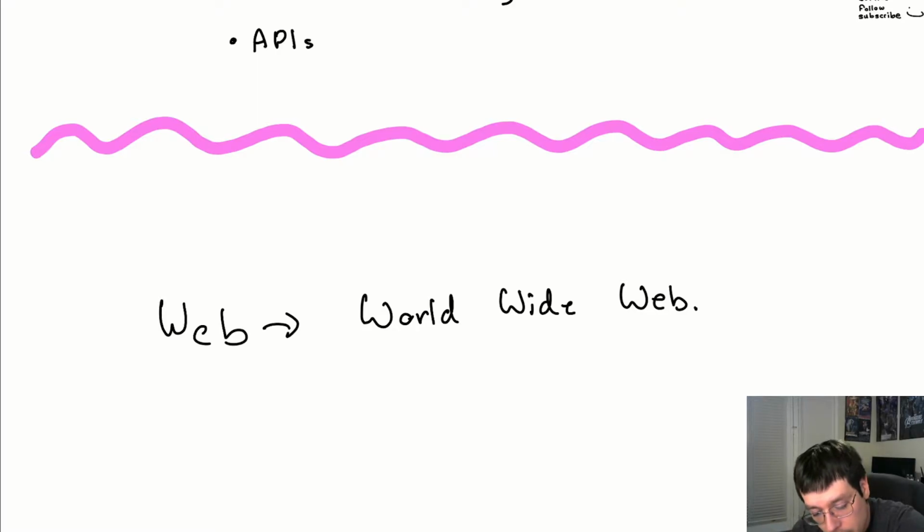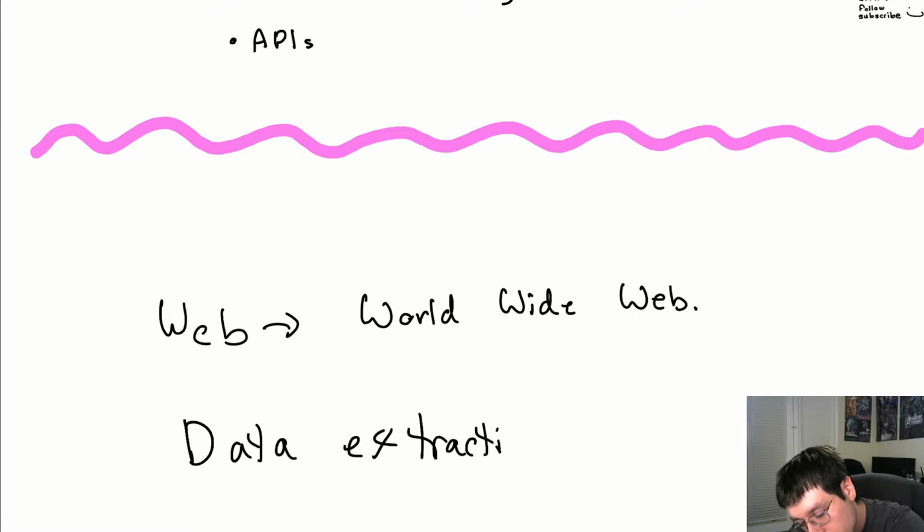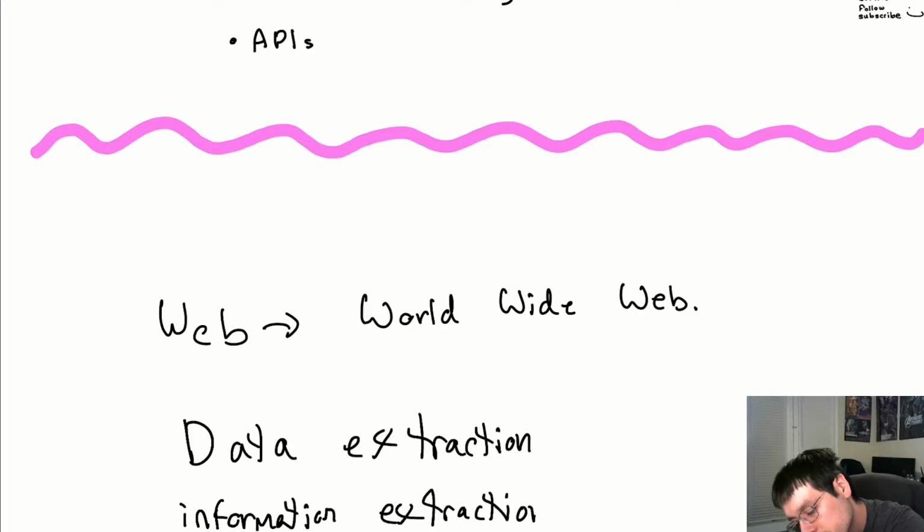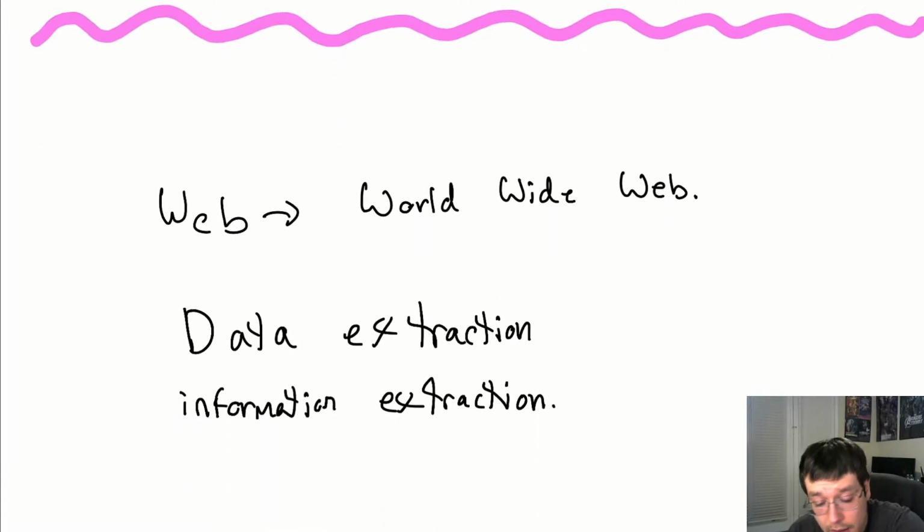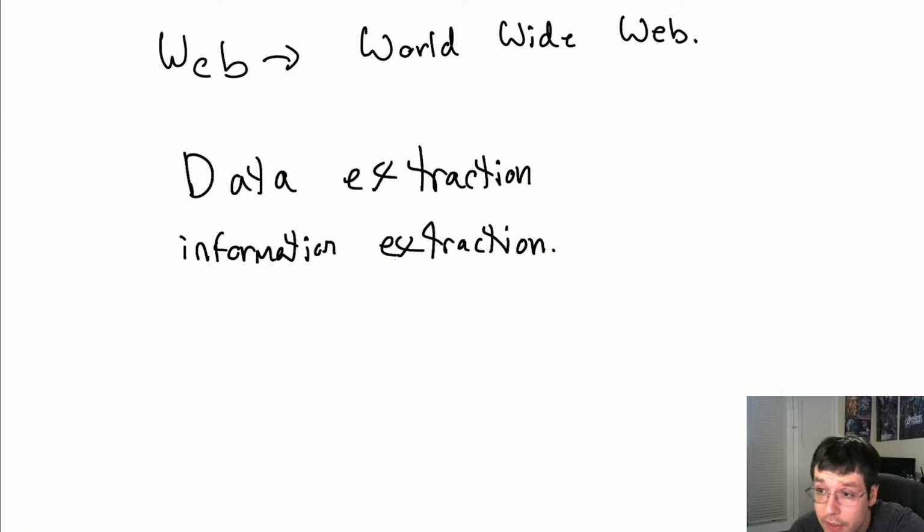things like web data extraction. So data extraction. You can also see things like information extraction. Harvesting, information harvesting, data harvesting, web harvesting, that kind of terminology.